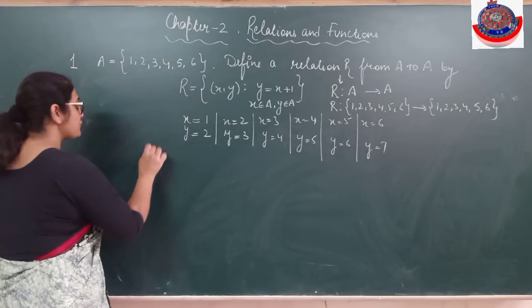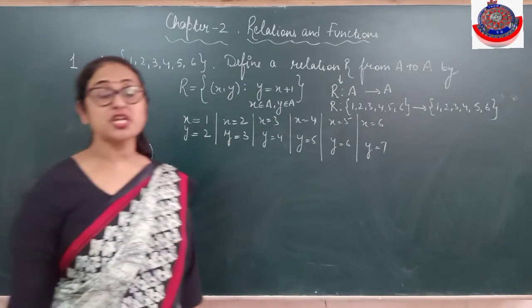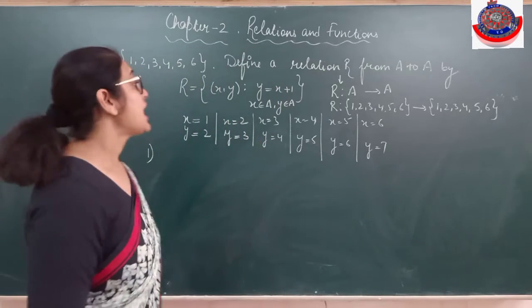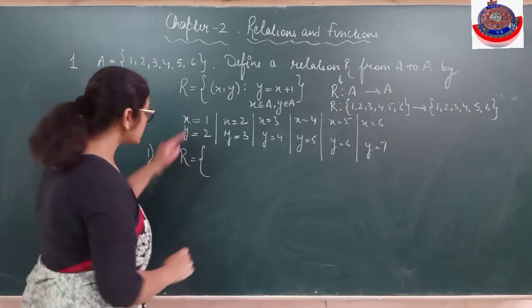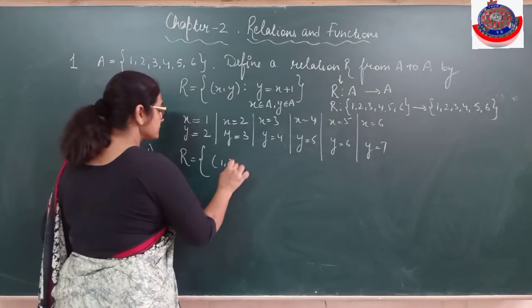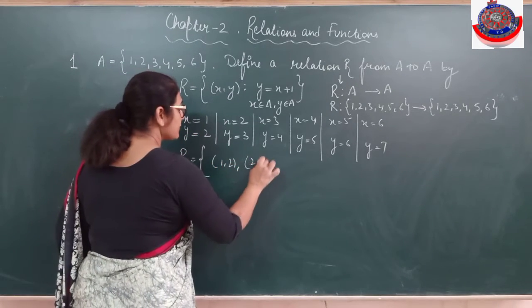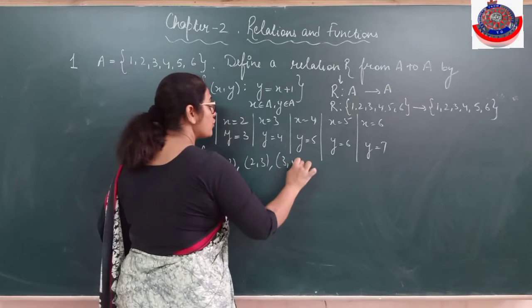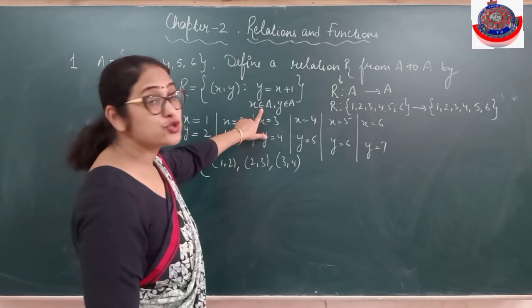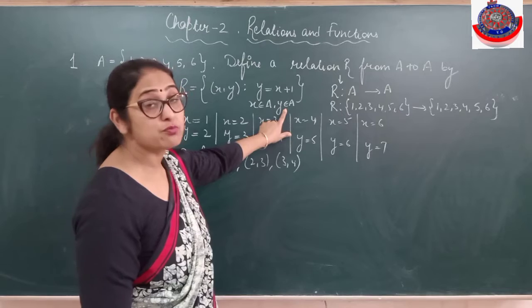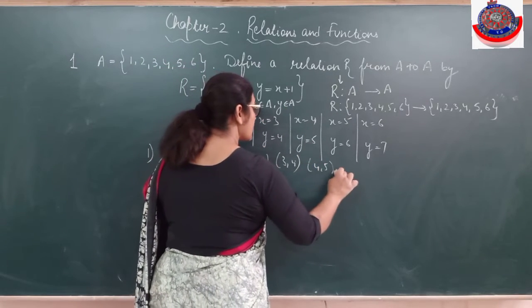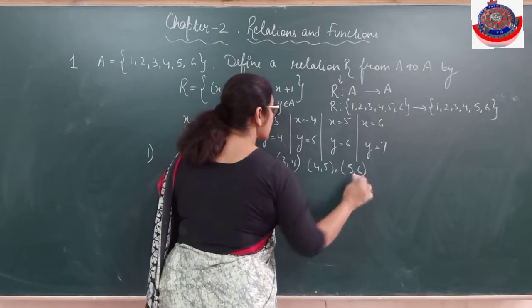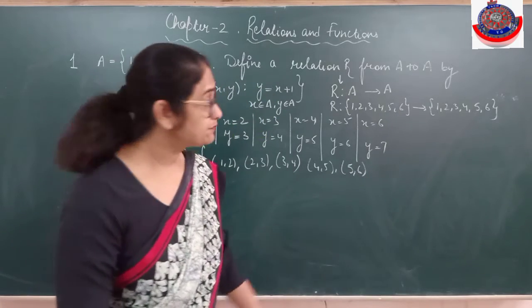Now, first of all, he says, write this relation in the form of order pairs. I'll pick up 1, 2; 2, 3; 3, 4. Keep in mind, the first element should belong to the first set and the y should belong to the second set. 4, 5; 5, 6. Next is 6, 7.